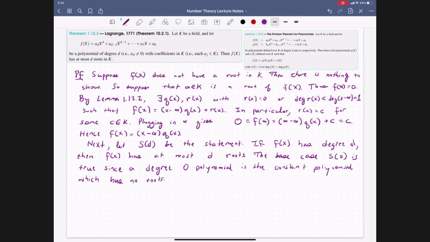So let us go ahead and suppose the following. Suppose S of n is true. And we are not using n, so n is not being used in any of my symbols. So suppose S of n is true for some n. So now what we are going to do is consider a polynomial of degree n plus 1.